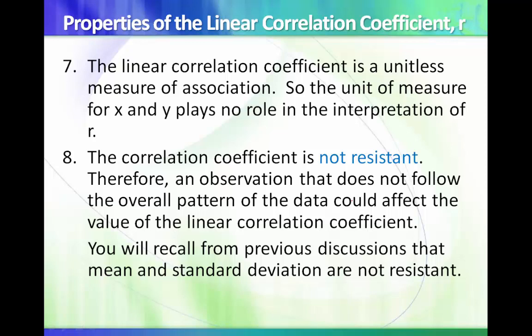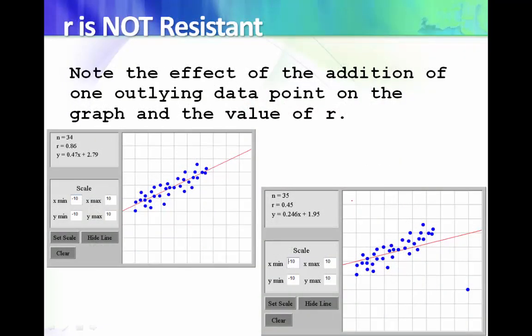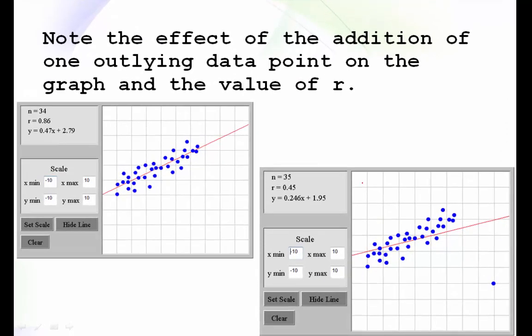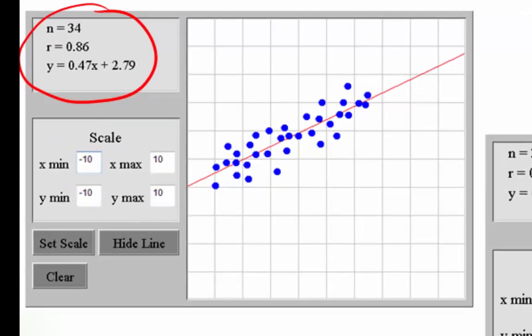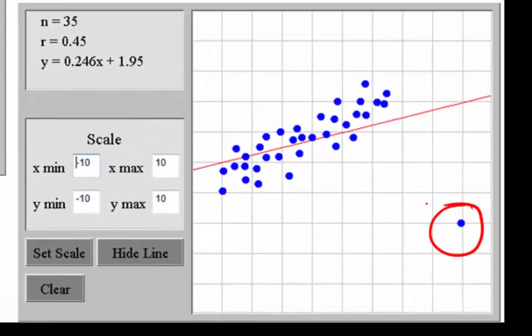The correlation coefficient is not resistant. Therefore, an observation that does not follow the overall pattern of the data could affect the value of the linear coefficient. You will recall from previous discussions that mean and standard deviation are two other non-resistant statistics we've looked at. Note the effect of the addition of one outlying data point on the graph and the R value. So here we have an R value of 0.86, a pretty strong positive correlation, but with the addition of this one point out here, we see that value drop to a 0.45.